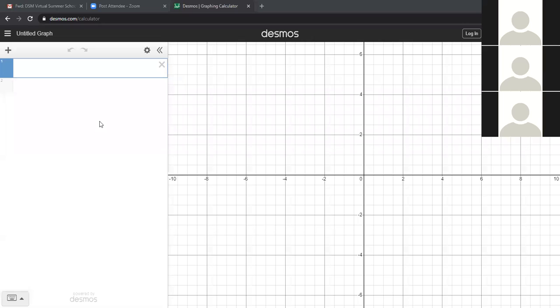Okay, so this is Desmos. It's a graphing calculator, an app. Sometimes if you don't have a graphing calculator at home, you can use this website to graph things for you.